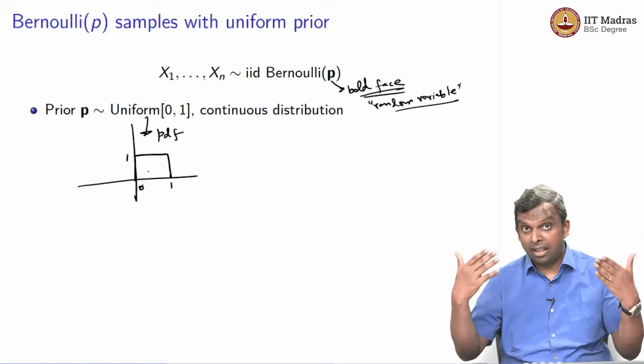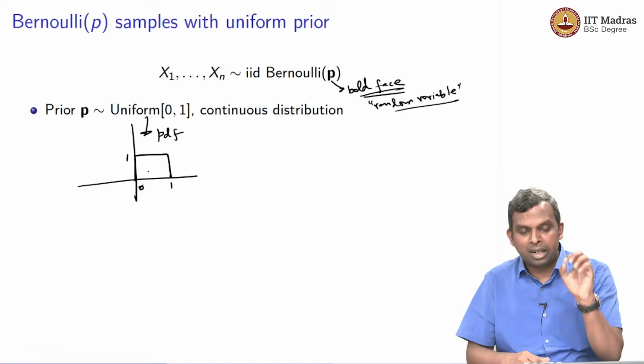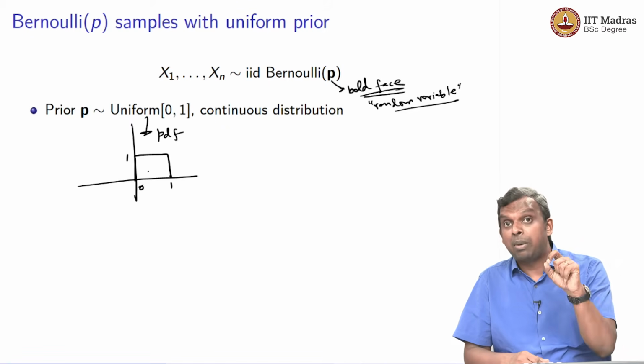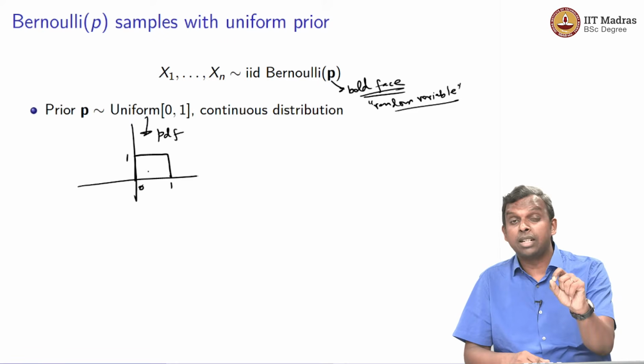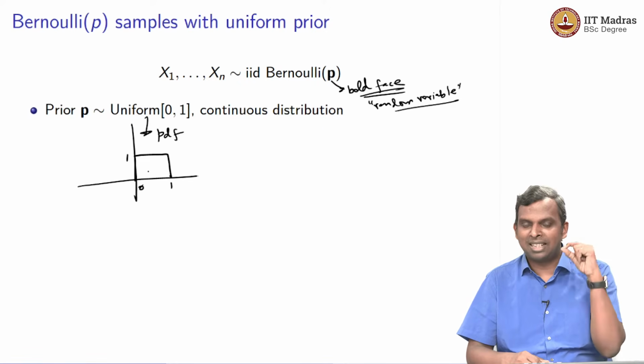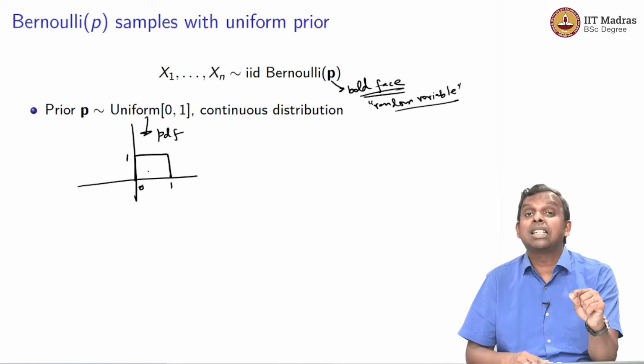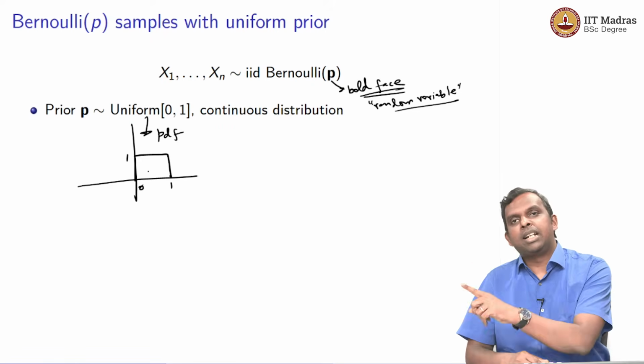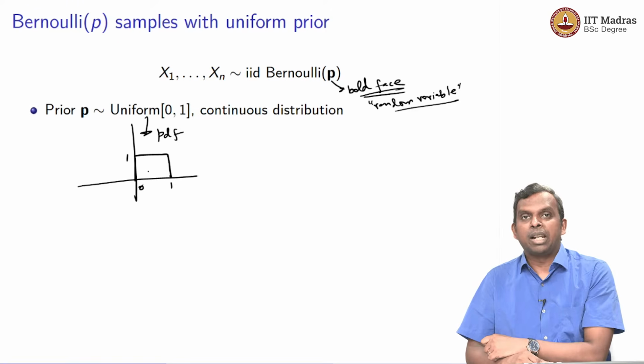So what is the setting here? I'm picking a p uniformly at random from 0 to 1, and then I'm picking n samples from the Bernoulli distribution according to that chosen value p. That's my Bayesian setting. Then having observed the samples, what's the probability that p took a particular value, right?